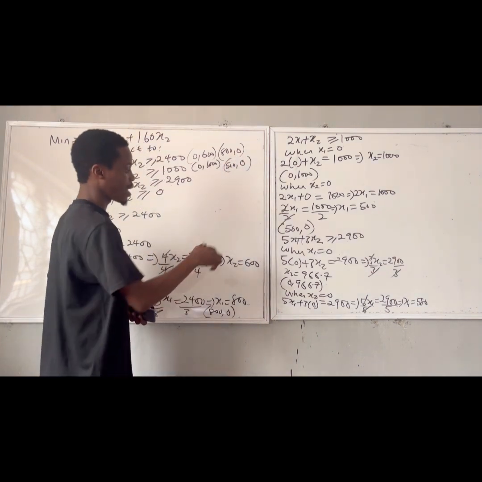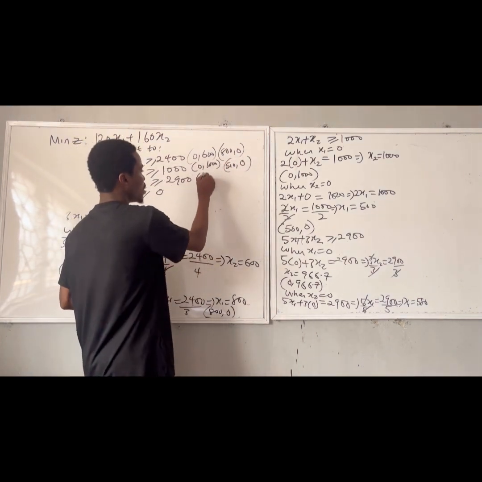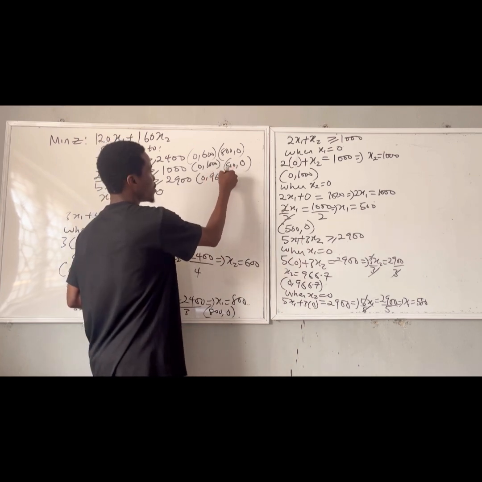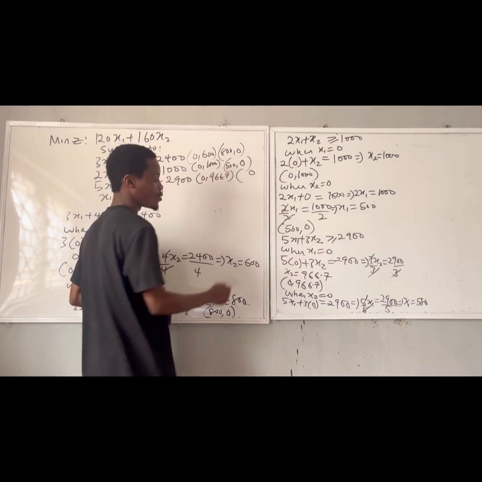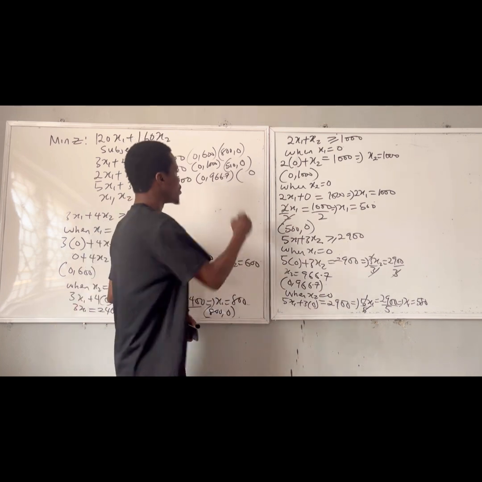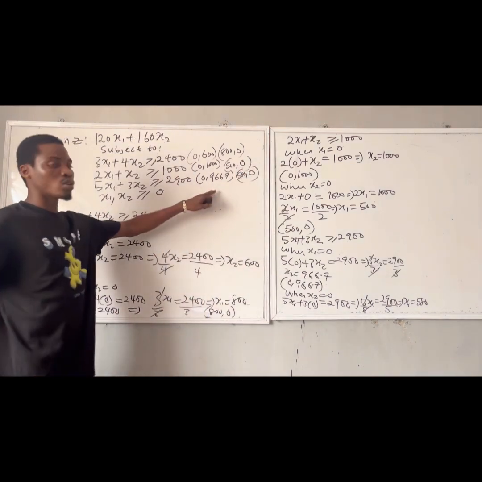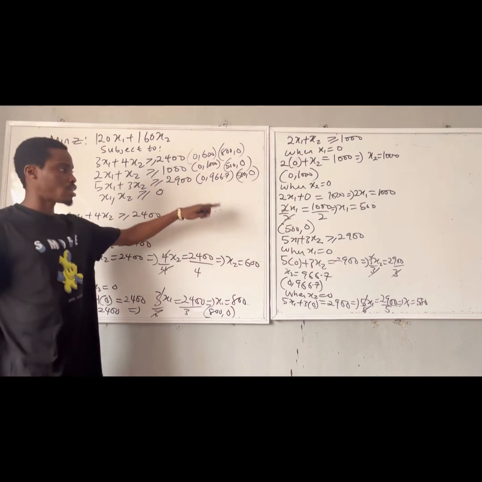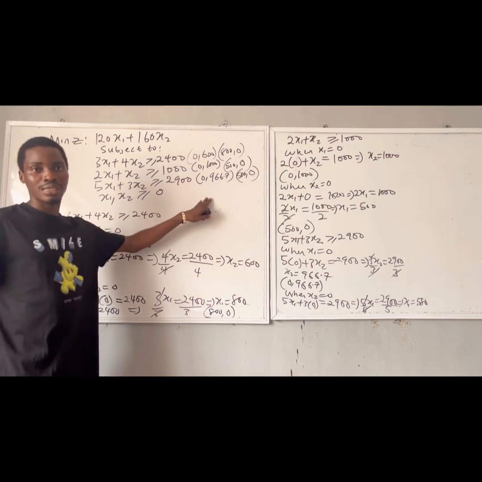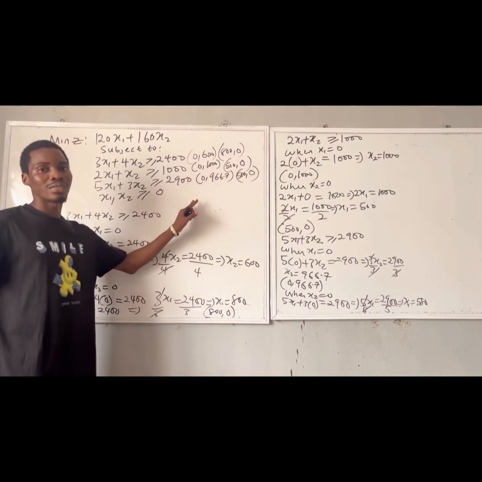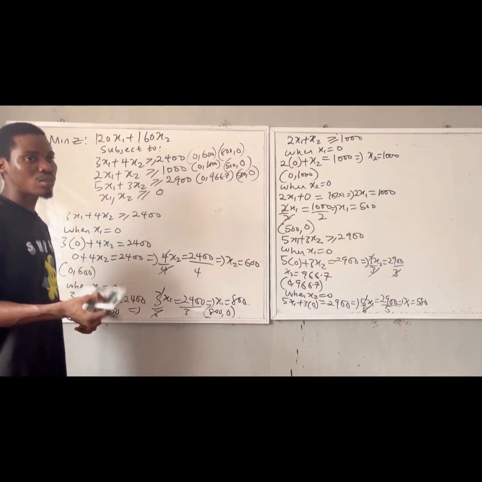So on my last constraint, when my s1 is 0, I have 966.7, and when my s2 is 0, I have 580. So these are the coordinate points I'm going to locate on a graph so that I can get my optimal quantity. If I locate these on a graph, then I get my optimal quantity. It means I've solved it.